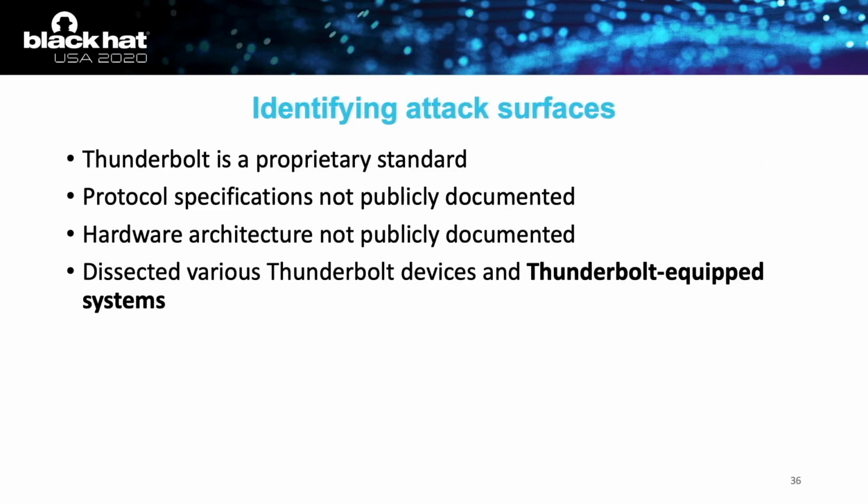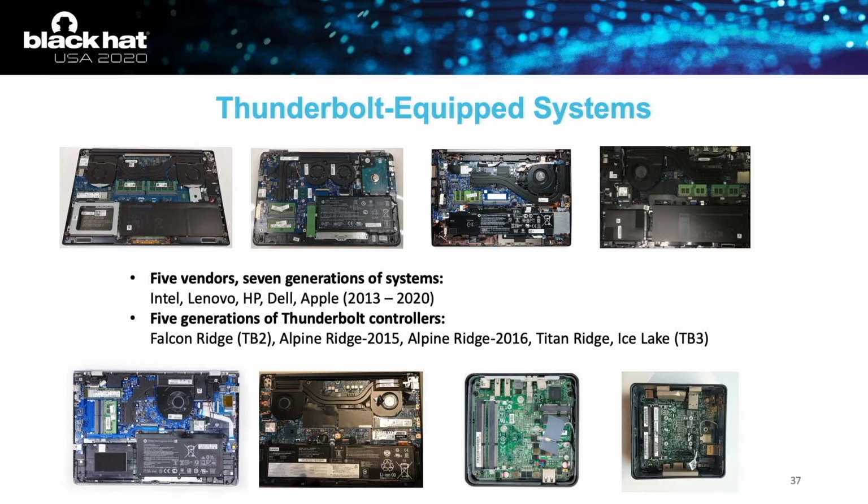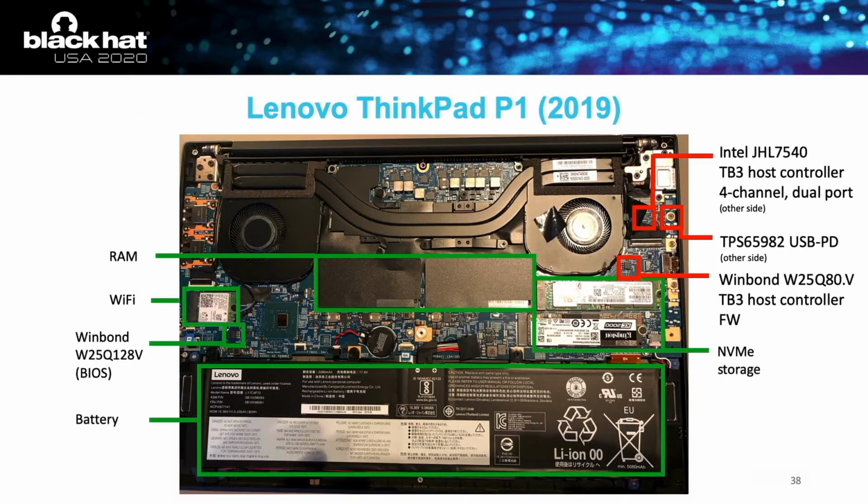So let's have a look at some Thunderbolt equipped systems. We've had a look at all major vendors across 7 generations of systems, and we had a look at 5 generations of Thunderbolt controllers, starting from Thunderbolt 2 with Falcon Ridge, all the way to the latest Ice Lake Thunderbolt 3 controller. They were all pretty much the same, but the Lenovo ThinkPad V1 had a nice clean layout, so that's why I'm showing it here.